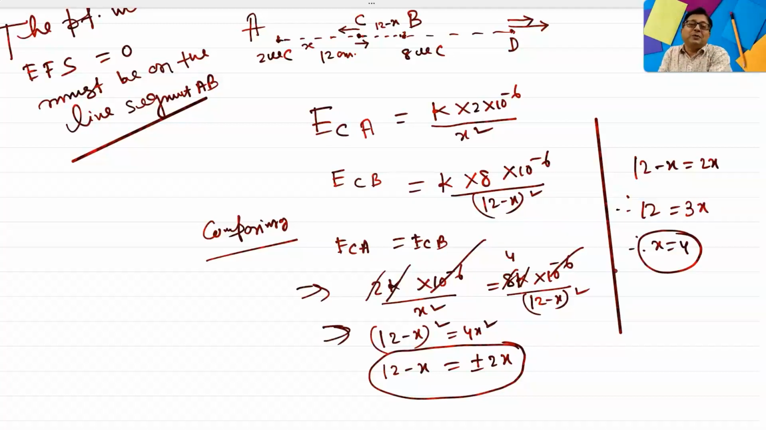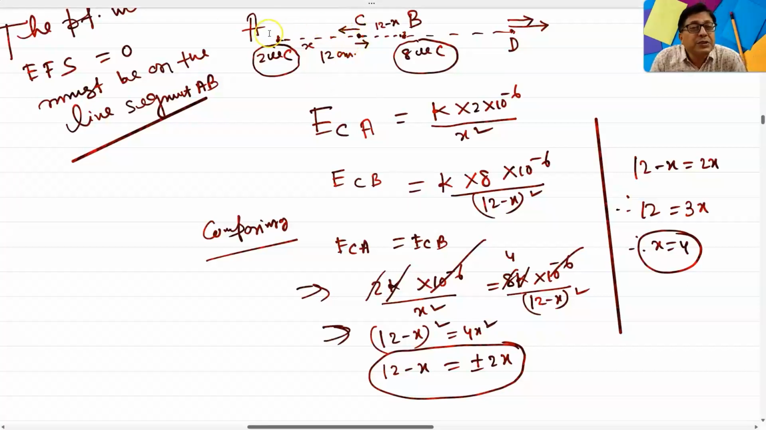So before we do anything else, this observation is very important. x equal to 4 means field will be 0 near the smaller charge. This observation you must make. x is 4 and total length is 12, so 12 minus x is 8. So it is away from 8 microcoulomb, close to 2 microcoulomb. These small observations will help you later, at least when you are plotting the graph of electric field versus distance. So x equal to 4. So electric field strength will be 0 at a point which is close to the point A. Clear?